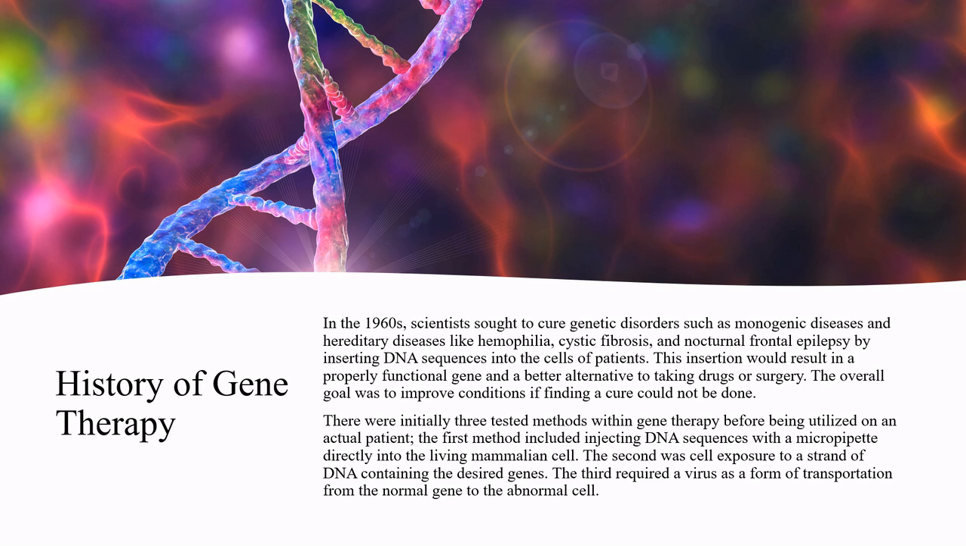There were initially 3 tested methods within gene therapy before being utilized on an actual patient. The first method included injecting DNA sequences with a micropipette directly into the living mammalian cell. The second was cell exposure to a strand of DNA containing the desired genes. The third required a virus as a form of transportation from the normal gene to the abnormal cell.